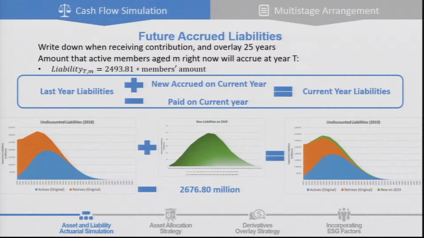The chart in the middle is the liability that should be written down in 2019. The deep green represents older members and light green represents younger members. We combine these two charts together and remove the part that should be paid in the current year to get the liability in next year's balance sheet.